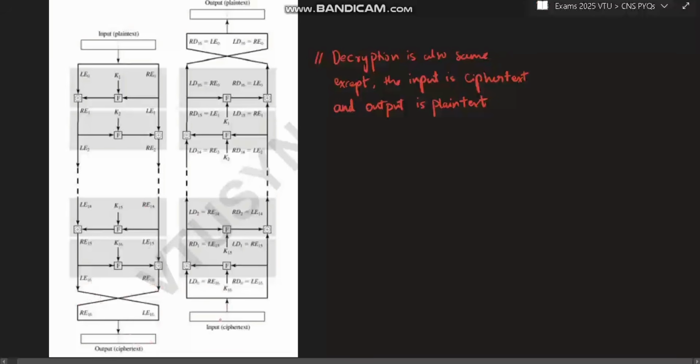For decryption also the same thing will happen. The input will be taken from here, which is nothing but the ciphertext which you have got from here. The left part will be taken directly here, and the right part will go through an operation.